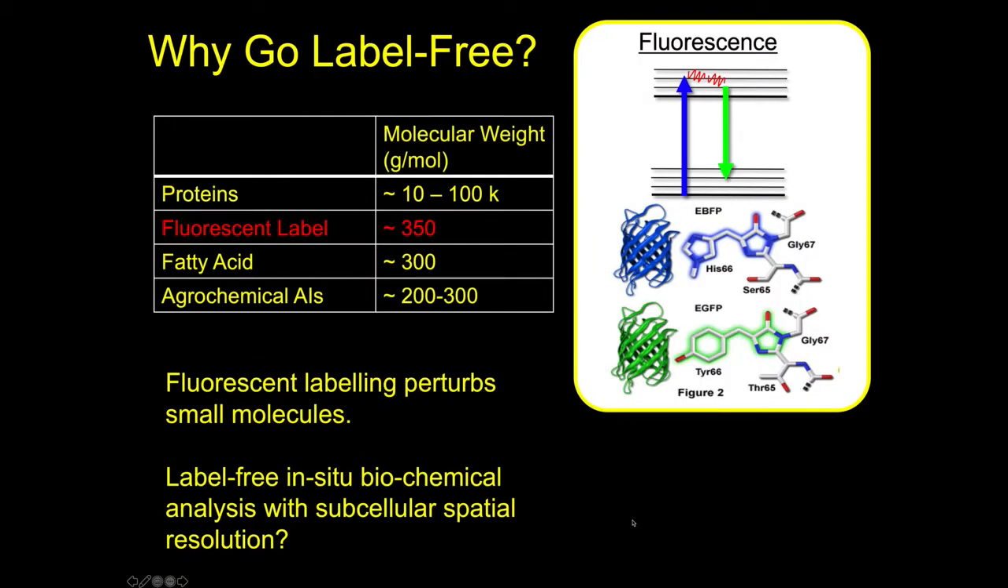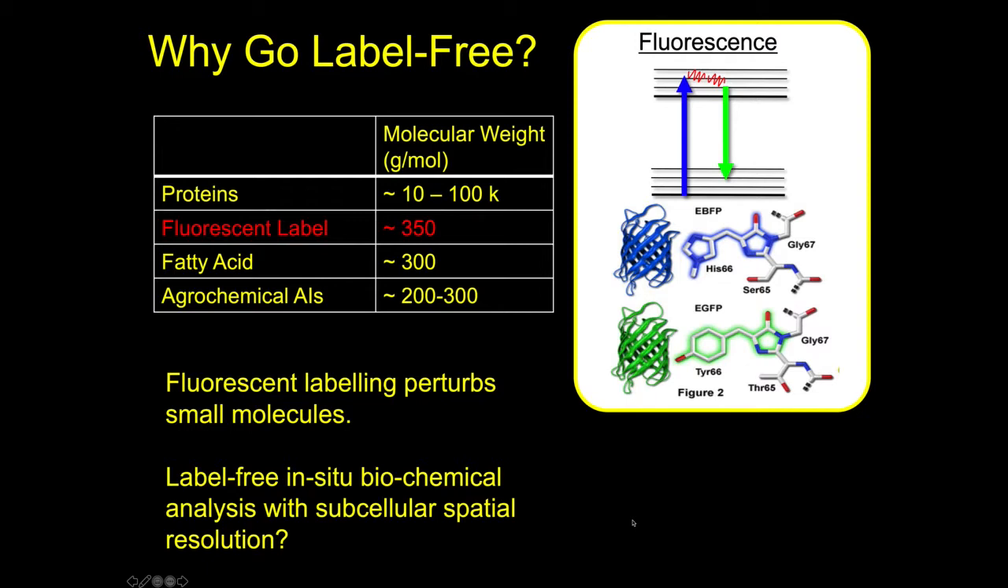So if we look a little bit deeper into fluorescent labels, we can see that the molecular weight of a typical fluorophore is around 350. And if we compare that to a typical protein, which is around 10 to 100,000, you can see that the size of this dye is insignificant, and it shouldn't really perturb the function of that protein. But if we compare it to something like a fatty acid or a metabolite or an agrochemical active ingredient, you can see that the size of the fluorescent label is comparable, in a lot of cases bigger than the molecule you want to track. So tagging is going to significantly perturb how the molecules interact and how easily the agrochemicals can penetrate in and out of cells and across the various membranes within the plant.